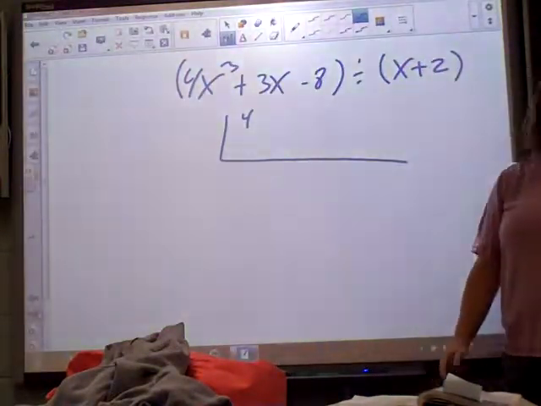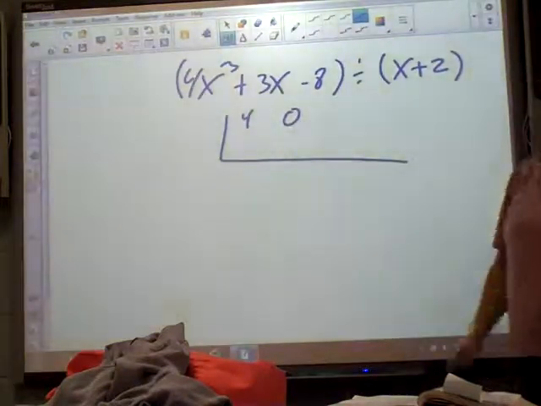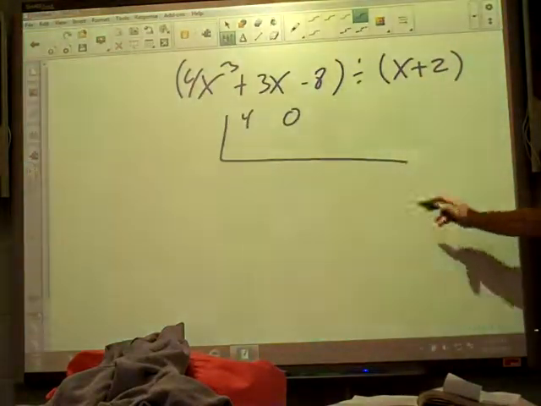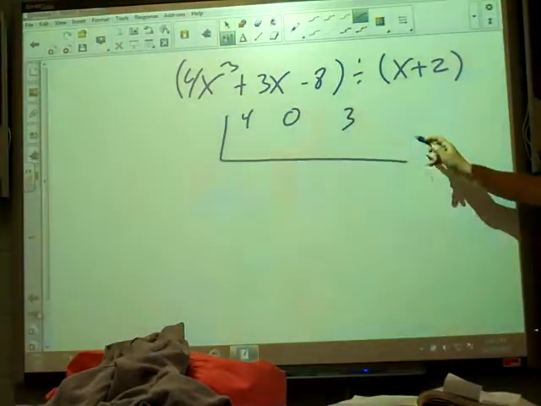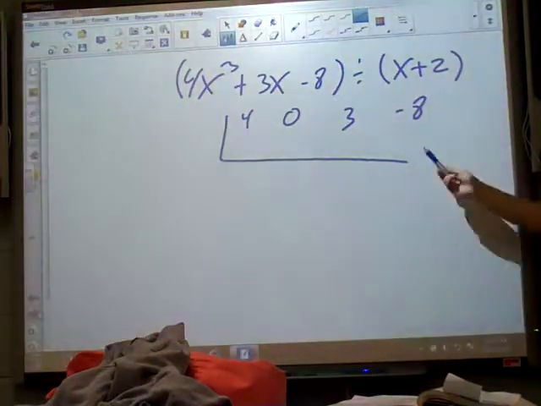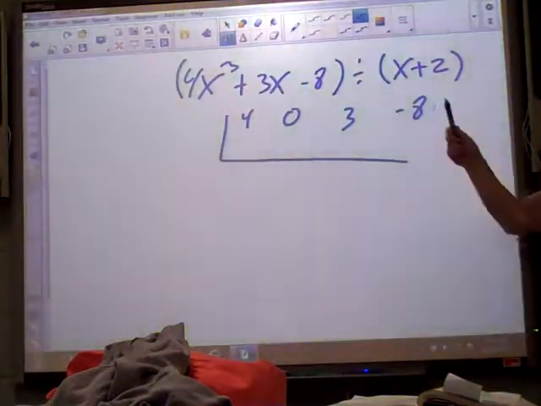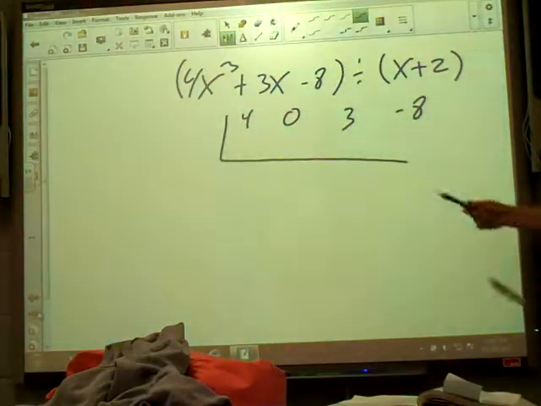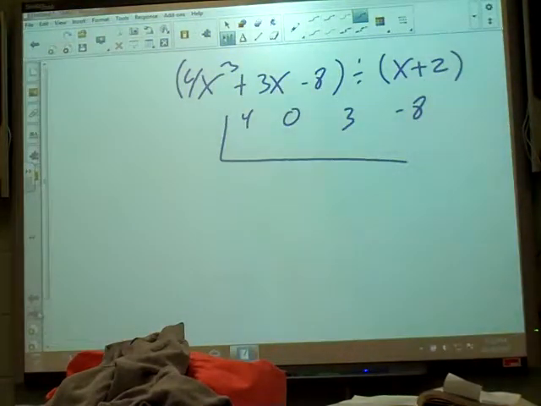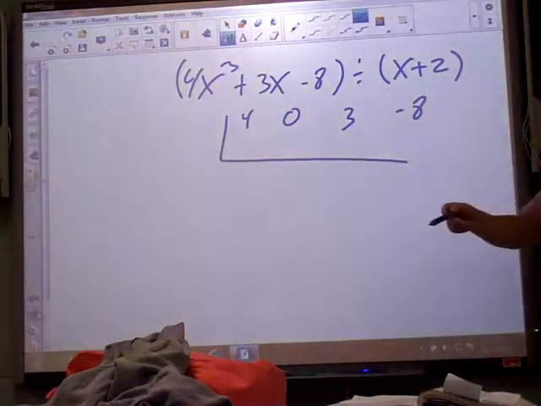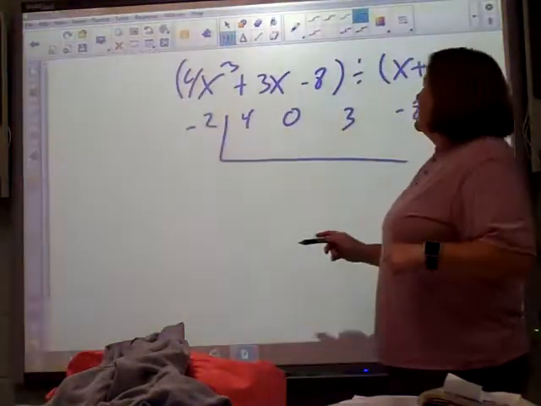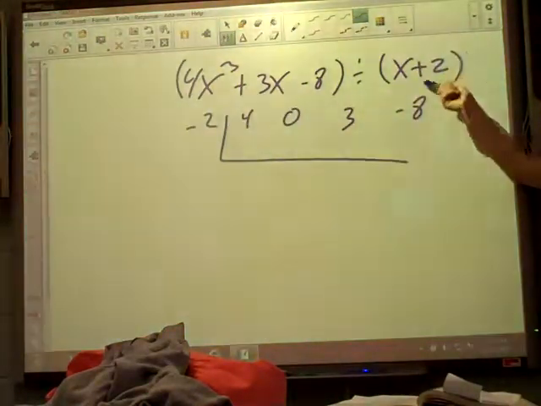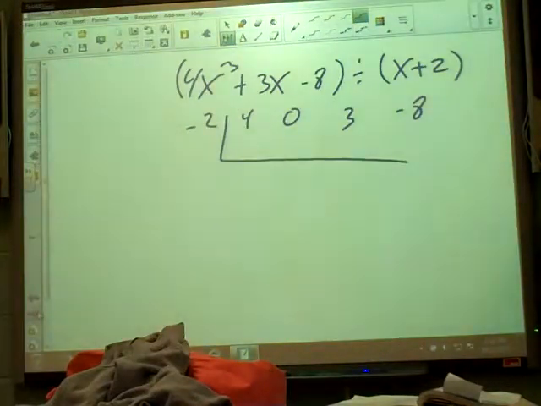4x cubed, 0x squared, 3x, negative 8. Some people this morning were just putting positives in there every time. If it's got a minus sign in front of it, you got to put a negative. Alright, then what's going to go outside Caitlin's box? Good, Grace. Negative 2. Because you take this, set it equal to 0 and solve, you would have to subtract 2. So it would be negative 2.